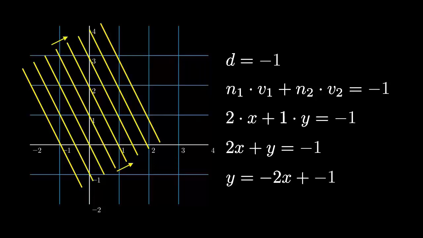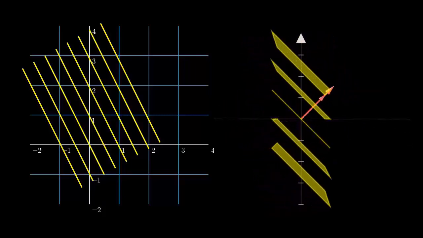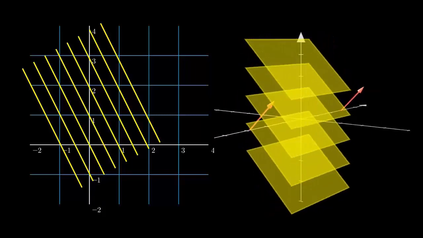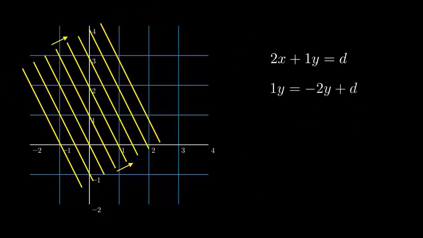It's like the line that describes the height of a mountain. I finally feel something about this function. A discovery: a normal function is a stack of lines in 2D, and a stack of planes in 3D. The density of the stacking lines is related to the normal components. When we solve this for y, the coefficient of d is 1 over 1, which is 1.